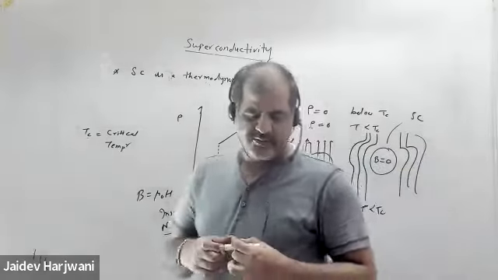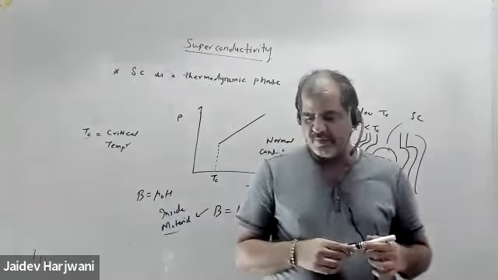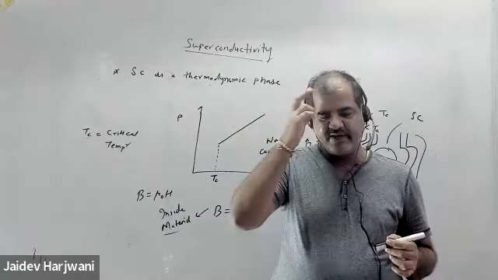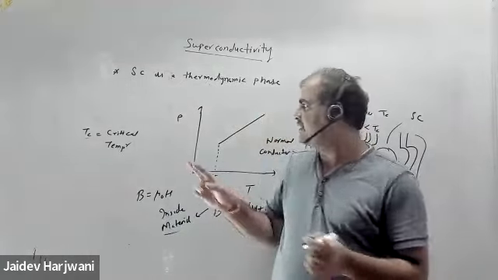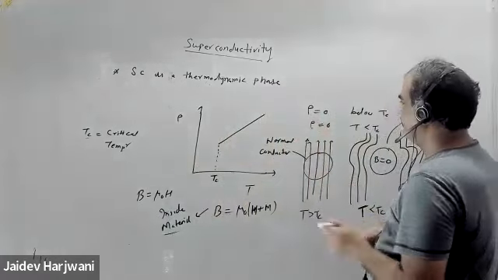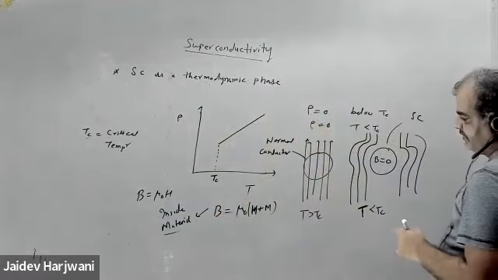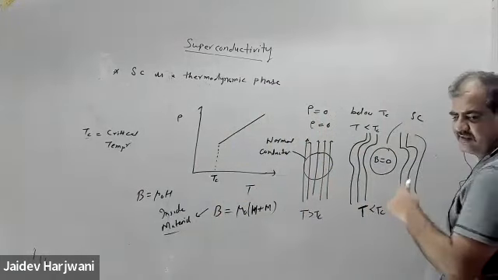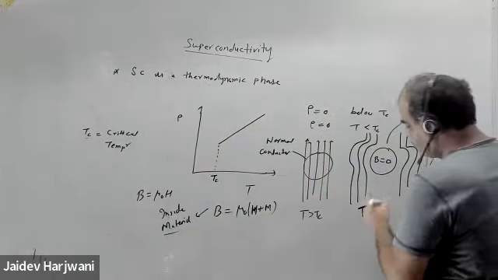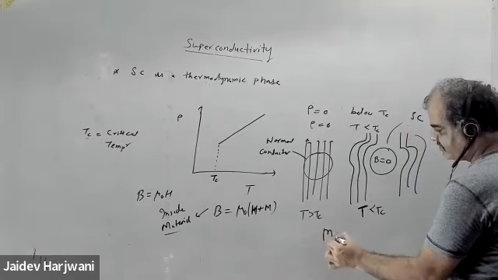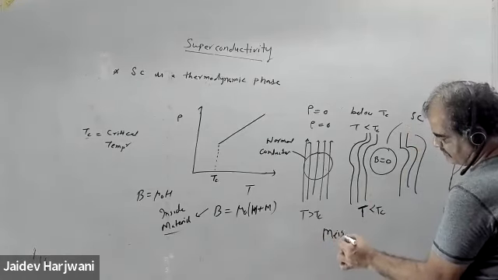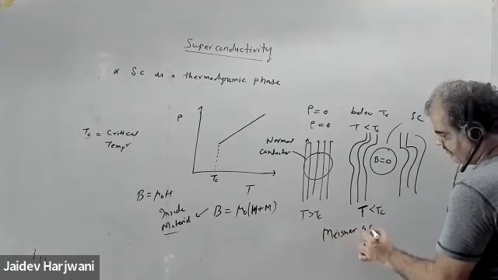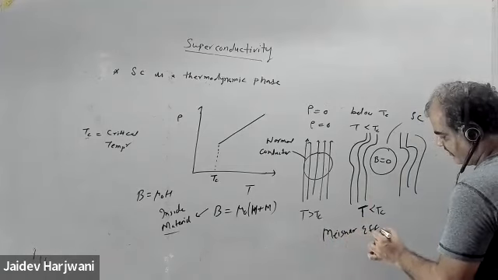I told you a superconductor has two properties. One, when T is less than TC, its resistivity is zero. And at T less than TC, all the magnetic field lines get expelled. That is called the Meissner effect.